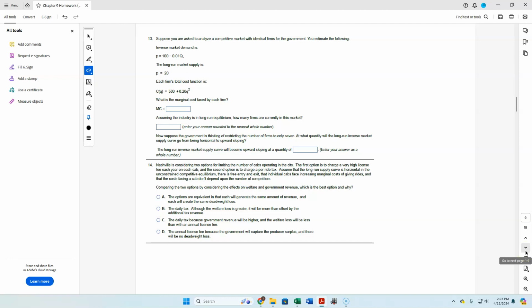Number 13. Suppose you analyze a competitive market and you've got an inverse market demand, a market supply, and a total cost function. What's the marginal cost? Well, the marginal cost will just be the first derivative of that. So it would mean 0.4Q.